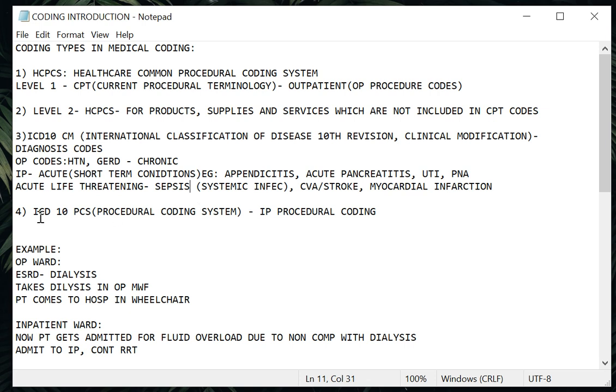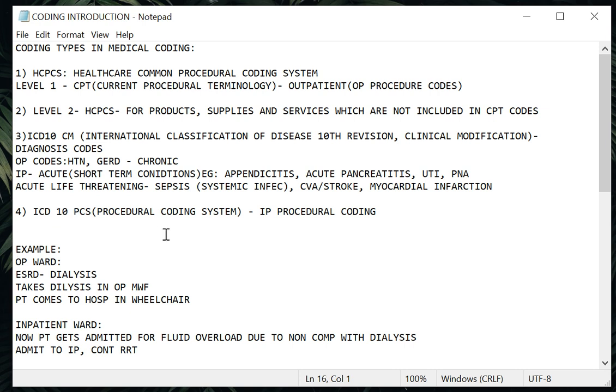So the third type is ICD-10 PCS codes. What is this ICD-10 PCS code? PCS stands for Procedural Coding System. Initially we saw that procedures done in outpatients are captured with the help of CPT coding. Whereas in this, the procedures done in the inpatient are captured in ICD-10 PCS. This is the major difference.